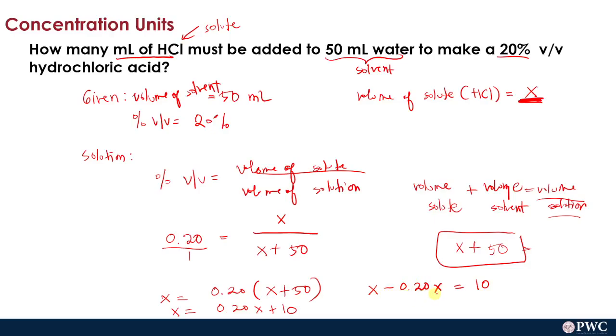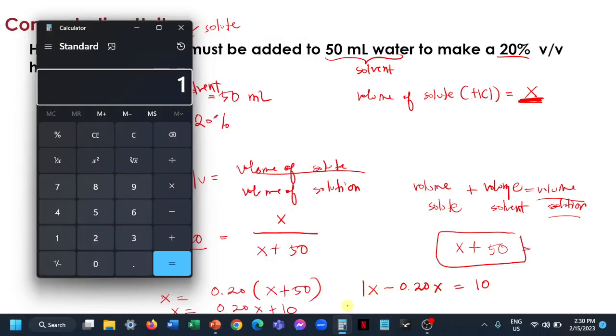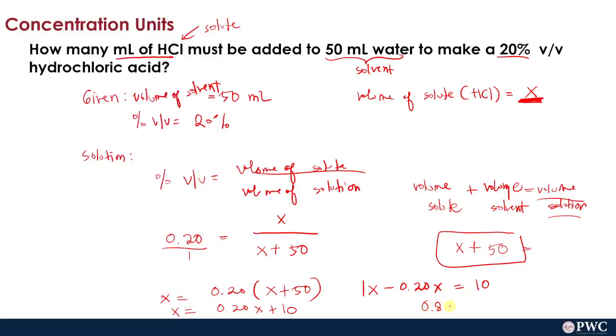Now X minus 0.20X. There's no number in front of X, which means there's a 1 here. That's 1X minus 0.20X, so 1 minus 0.20. We have 0.8. So 0.8X is equal to 10. Again, looking for the value of X, we can divide both sides by 0.8.